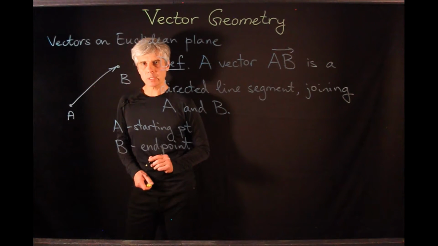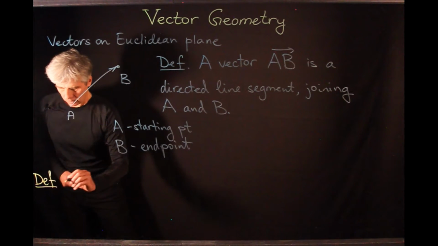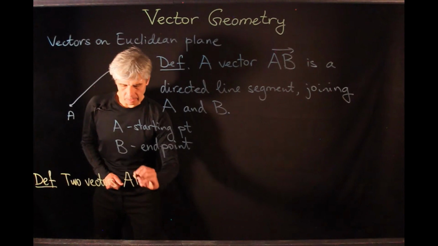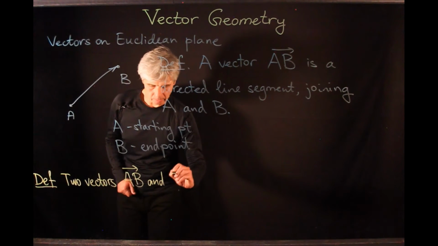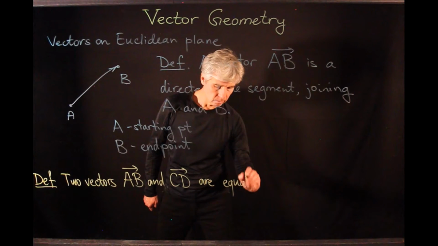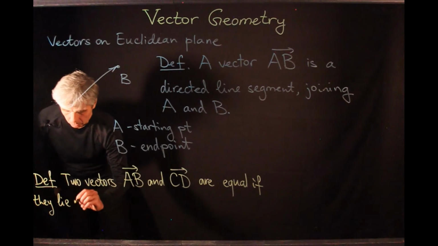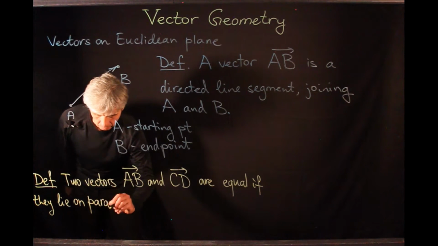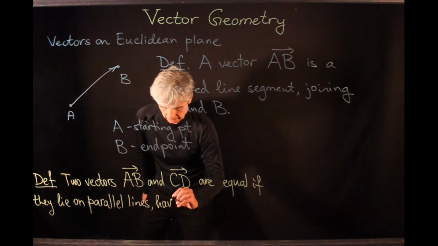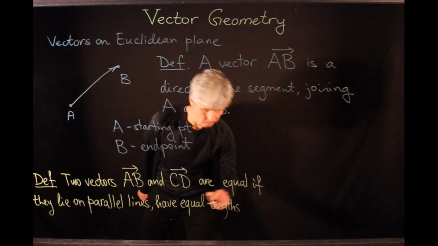An important concept is equality of vectors. So let's give the definition. 2 vectors, AB and CD, are equal if they lie on parallel lines, have equal lengths and the same direction.